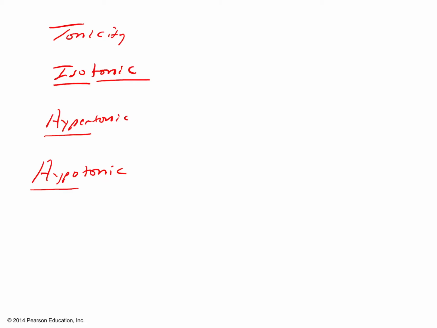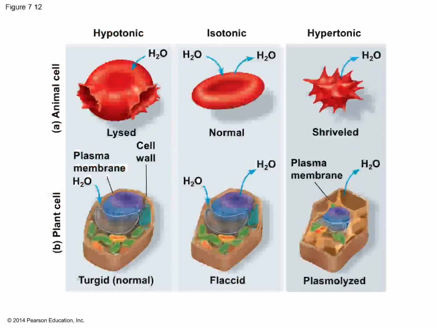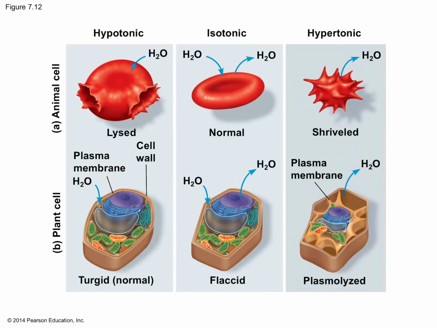All right? A cell placed in a hypotonic solution, in other words, will gain water, and that cell might actually rupture or tear open or lyse. So let's take a look. So here we have cells in three different situations, okay? Animal cells, a blood cell, on top, plant cells on the bottom. So let's look at hypotonic first.